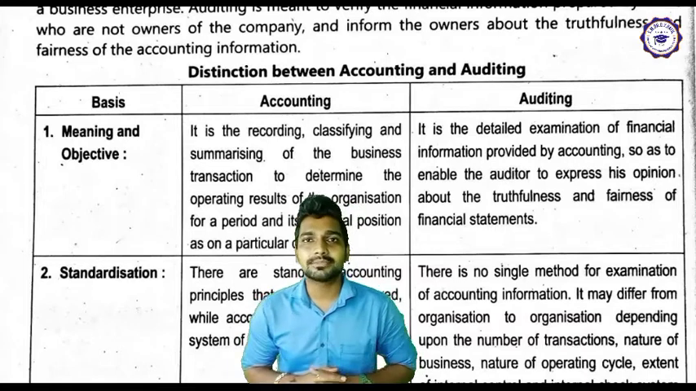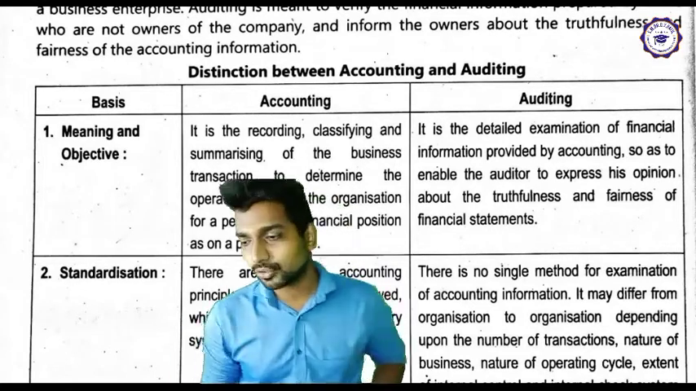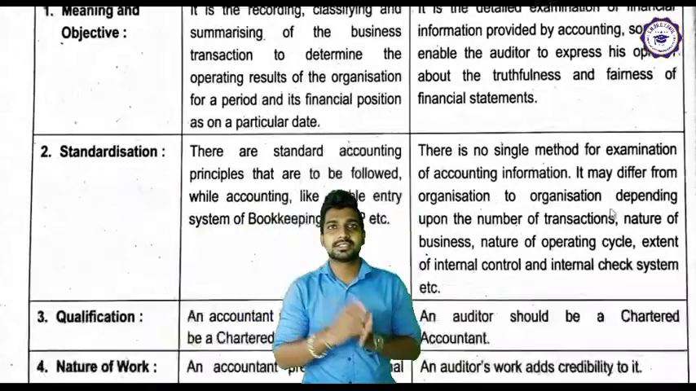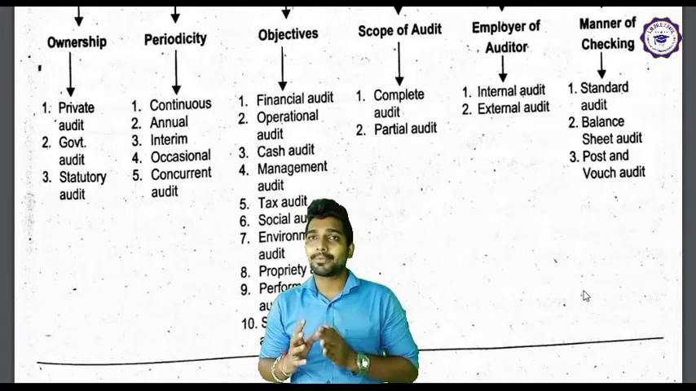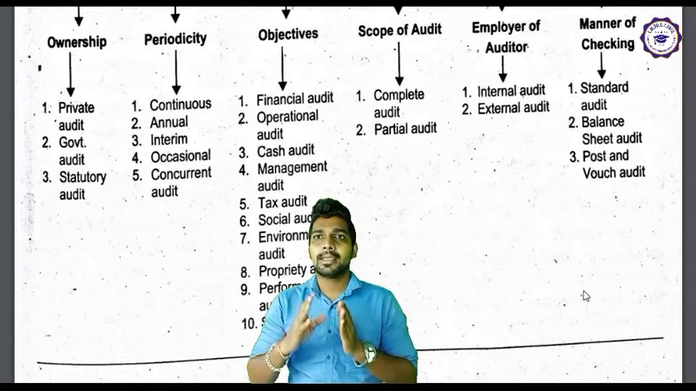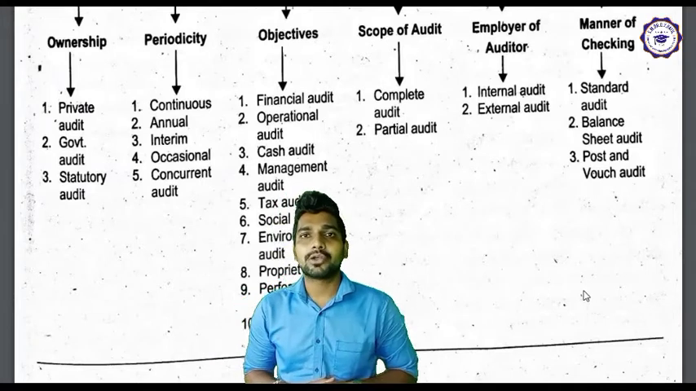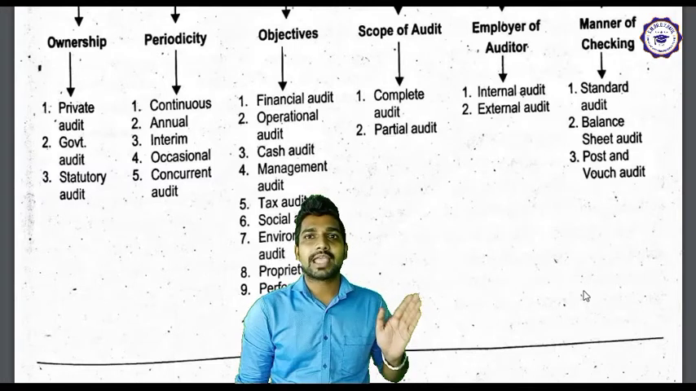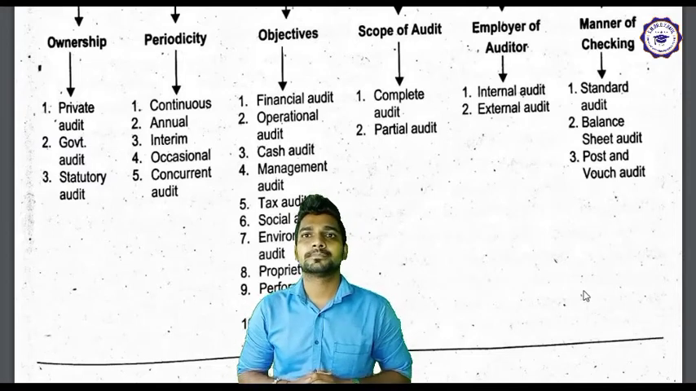So audit is classified into various types, which is already given on the screen. I will just scroll down the screen over here. The audit is basically divided by ownership, periodicity, objectives, scope of audit, employee or employer of the audit, and manner of checking. Under ownership, you can see private audit, government audit, and statutory audit. Periodicity: continuous audit, annual audit, interim audit, occasional audit, and concurrent audit. Objectives.